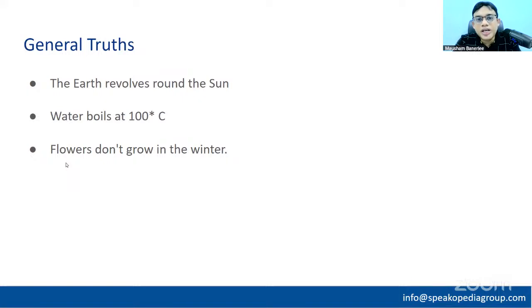Water freezes at 0 degrees centigrade. That's a general truth. Water boils at 100 degrees centigrade. That's a general truth. Earth revolves around the sun. General truth. The sun rises in the east. General truth. So these are all examples of general truths. Try to think about a general truth.